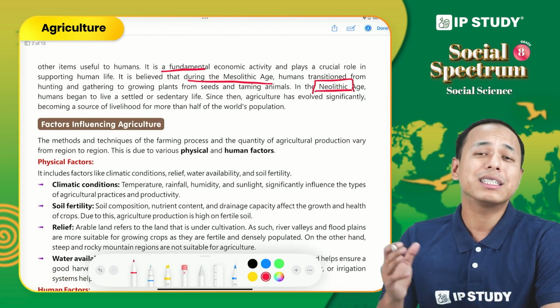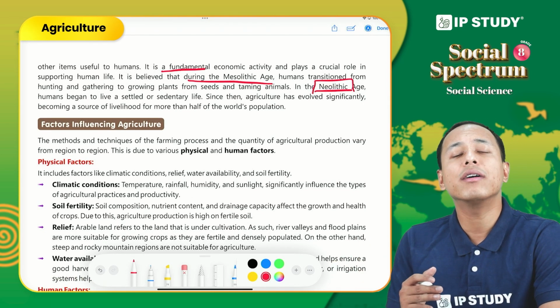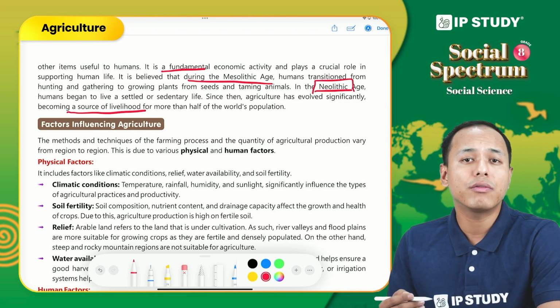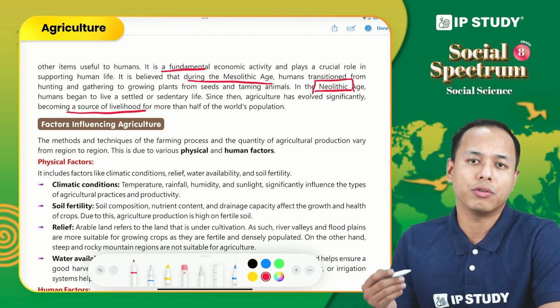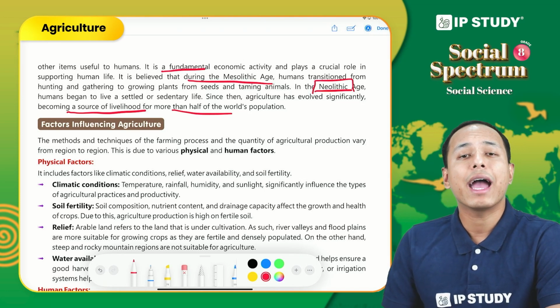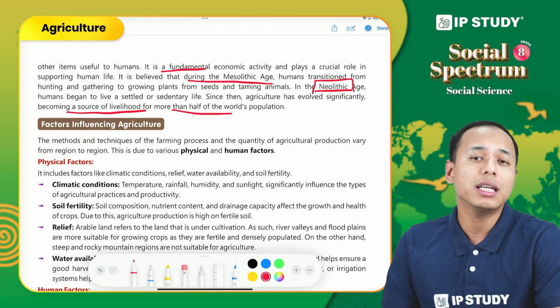Since that time, agriculture has evolved significantly, and it has become a source of livelihood for a large portion of humans, or we can say more than half of the world population. So agriculture as a primary activity plays a very important role in sustaining human life.